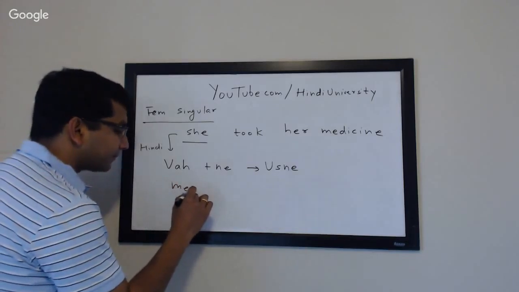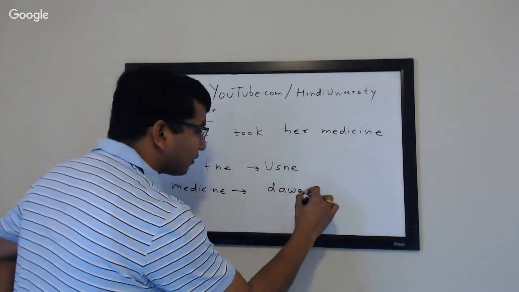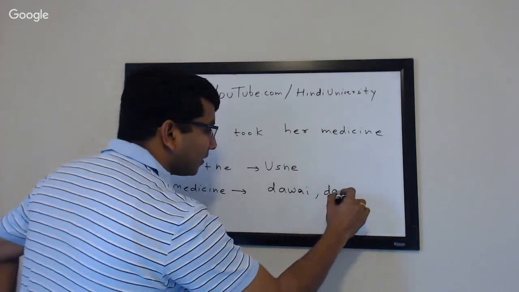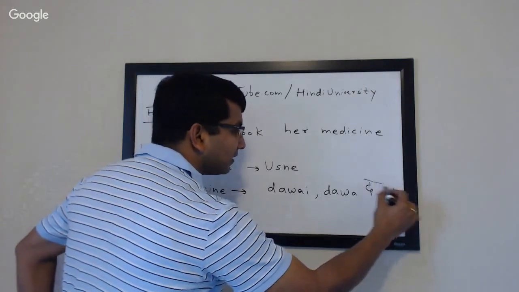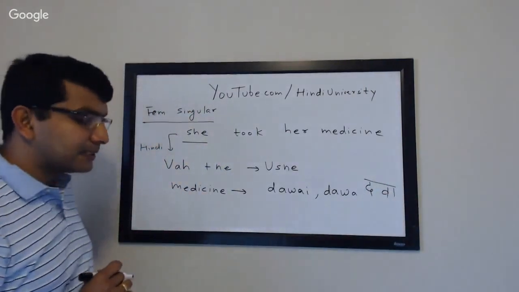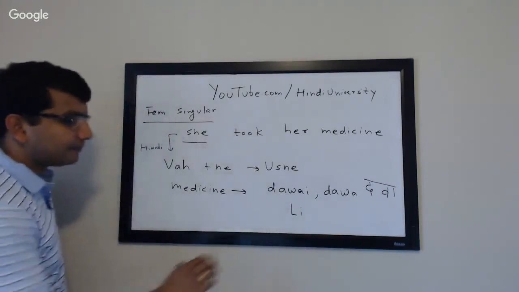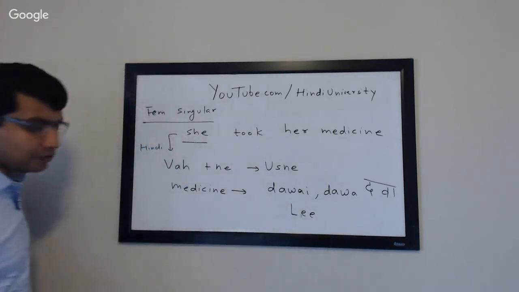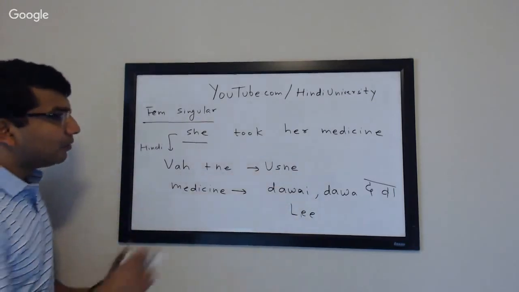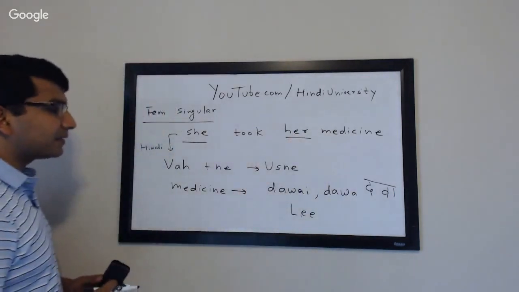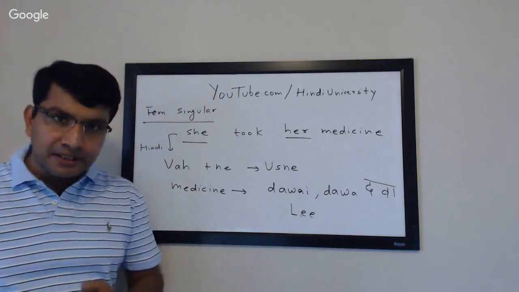Now medicine. When you're saying medicine, it's dawai, or you can also say dawa. For folks who are into Devanagari, it's दवा. Now medicine is masculine singular, so you can tell that your verb will be ending with li. So you can simply say usne dawa li. That's it. Now I introduced something purposely here: that she is taking her own medicine. So you'll say उसने अपनी दवा ली.